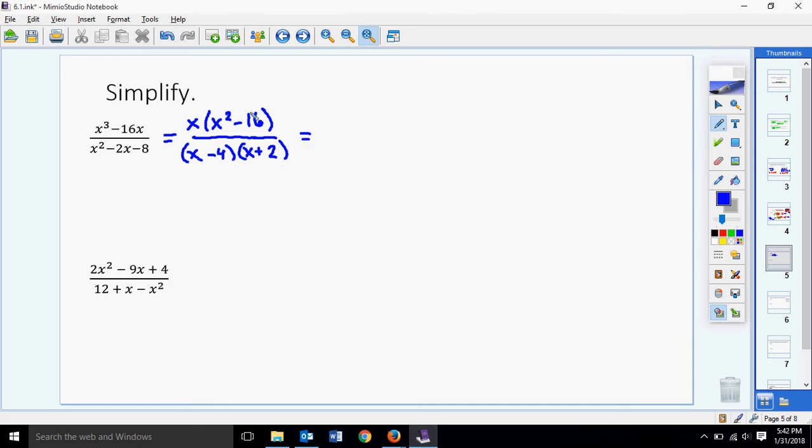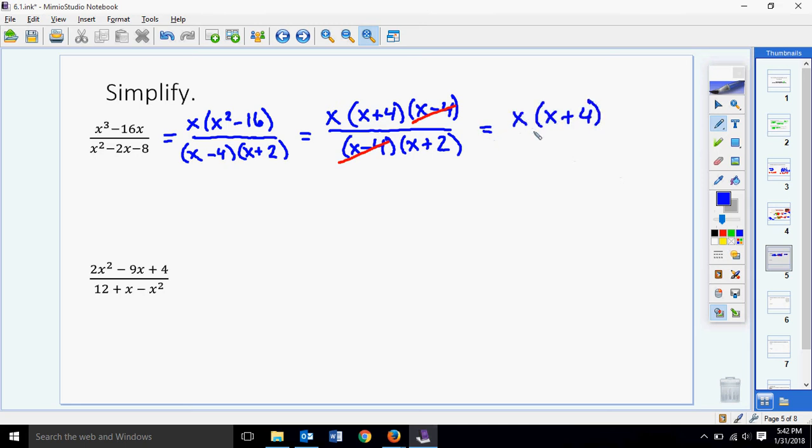Notice up top I have the difference of 2 squares, an x squared and a 16. So I'm going to factor that into x plus 4 and x minus 4. In the denominator, I have an x minus 4 and an x plus 2. Let's cancel out what they have in common. In the bottom, there's an x minus 4, in the top, an x minus 4. Nothing else is in common, so I repeat what I have left in the numerator and what I have left in the denominator. That's as far as I can go.